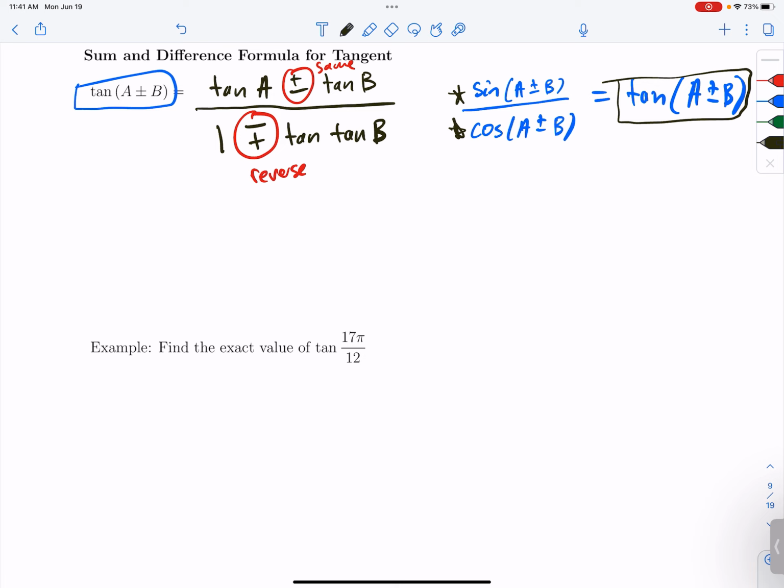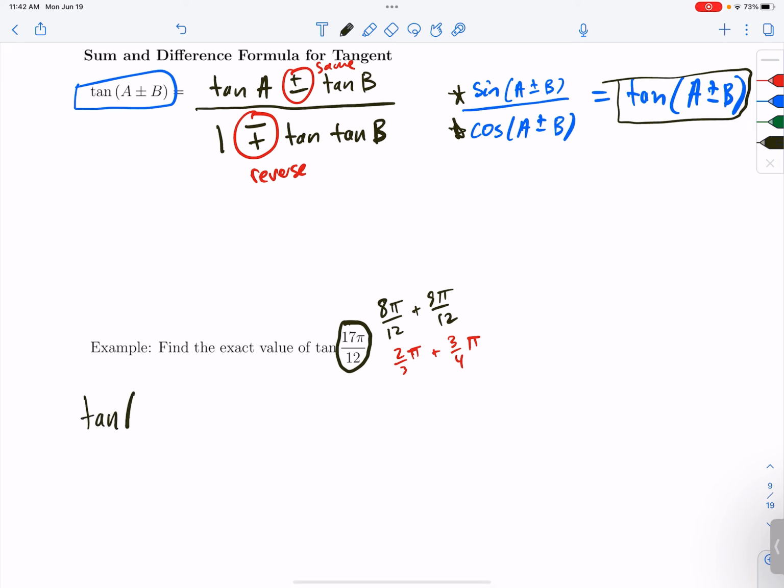Find the exact value of tangent of 17 pi over 12. So again, we want to find two angles. Well, first of all, we need to notice that 17 pi over 12 is not a value on the unit circle. And so we must find two angles that add together to give me 17 pi over 12. One option is 8 pi over 12 plus 9 pi over 12. And if I reduce those, I get 2/3 pi plus 3/4 pi. And those values are in the unit circle. So that's what I'm going to use.